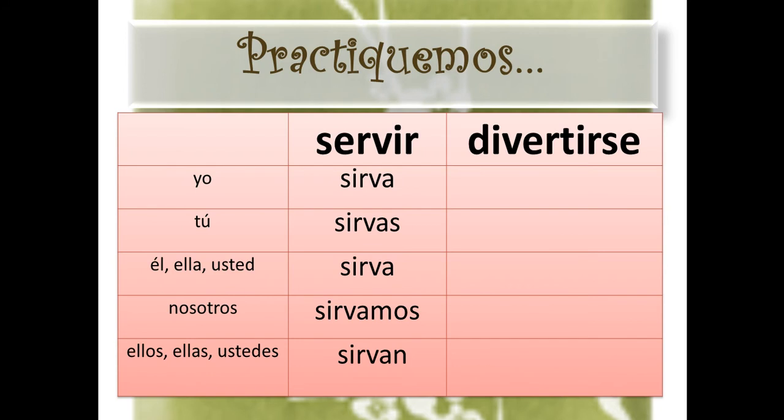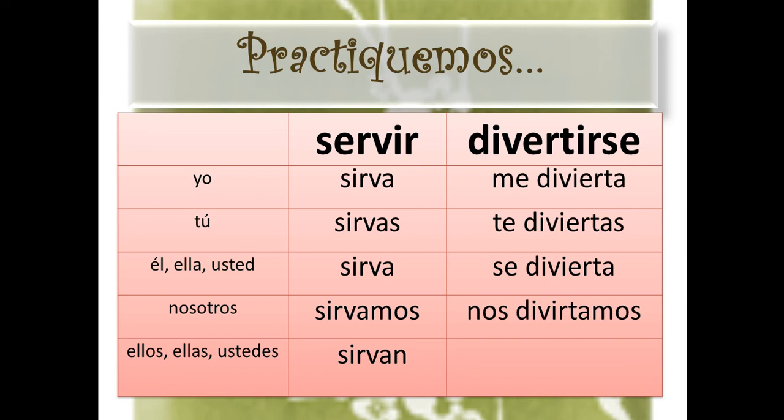Divertirse, again, is an IR verb. This is an E to IE stem change. But remember, outside the boot, it can only go E to I or O to U. So outside the boot, nosotros, it will only be E to I. Me divierta, te diviertas, se divierta, nos divirtamos, se diviertan.